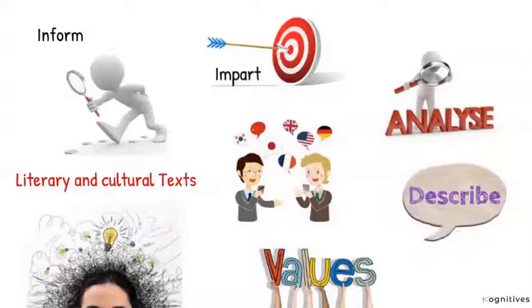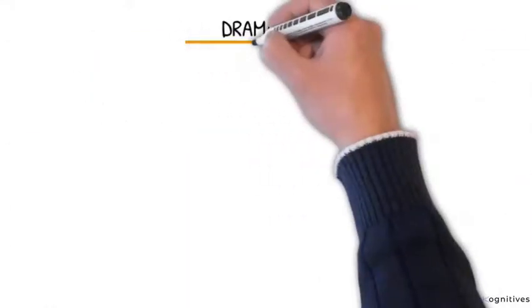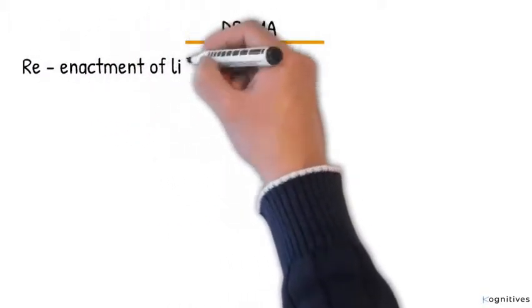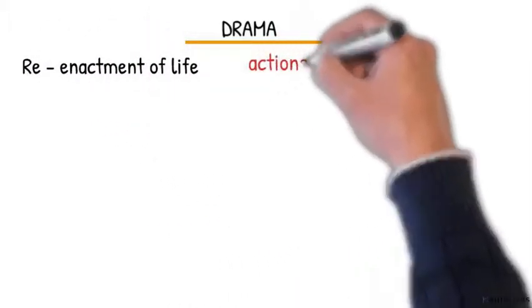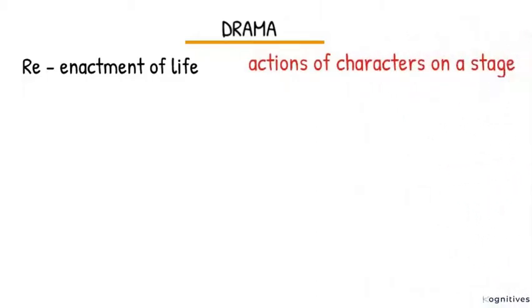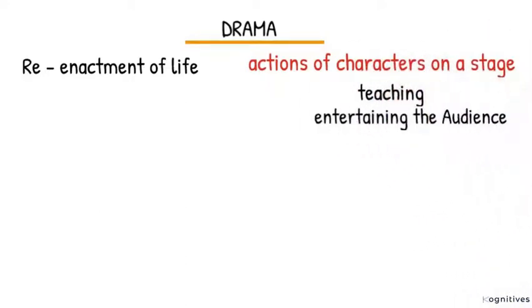Now, the first one is drama. What is drama? Drama is defined as the reenactment of life through the actions of characters on a stage. It is the imitation of life. Drama is man's attempt to create or reenact real life situation with the intention of teaching and entertaining the audience.